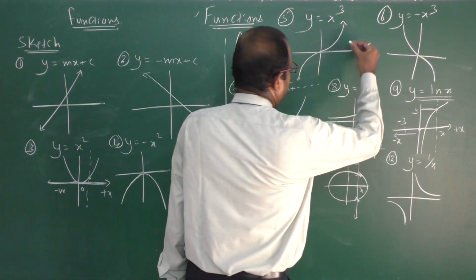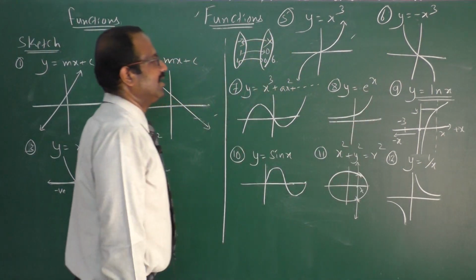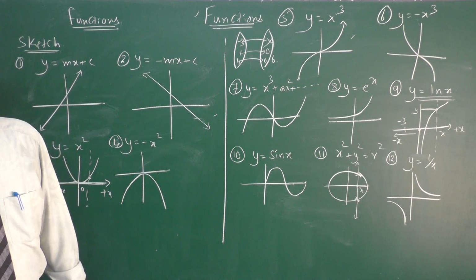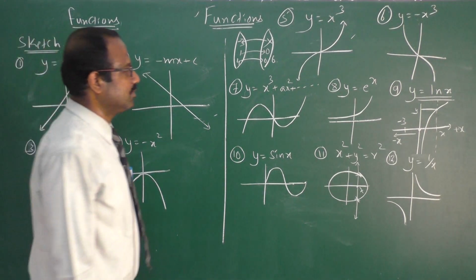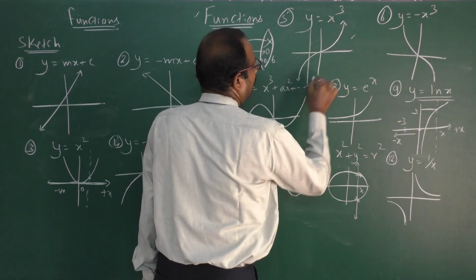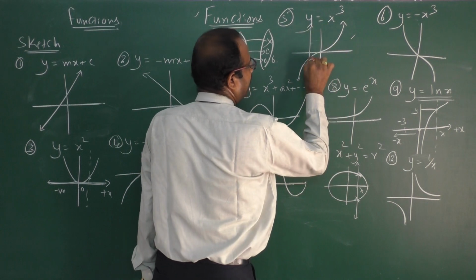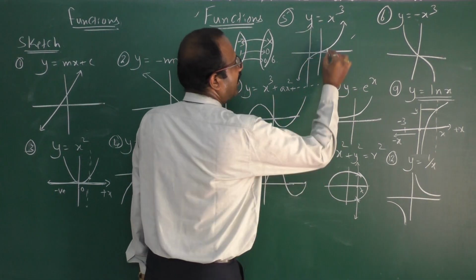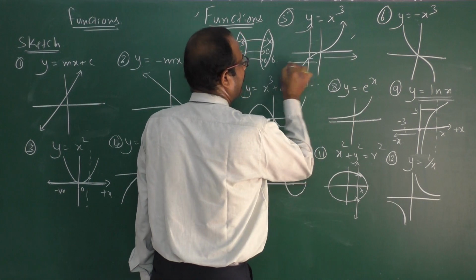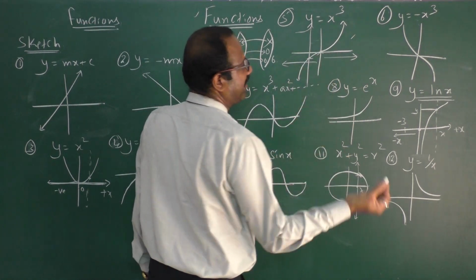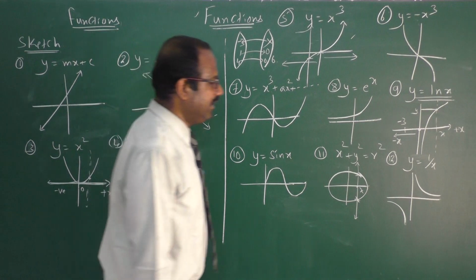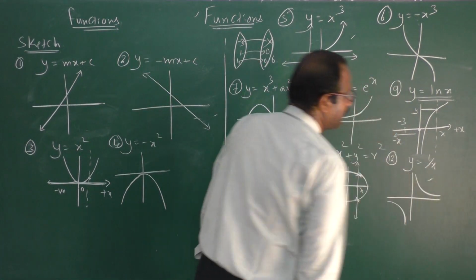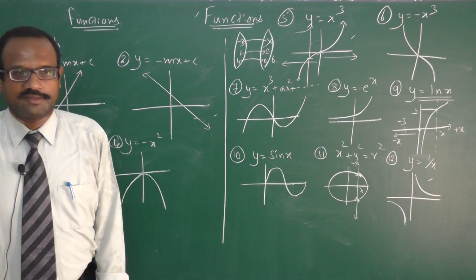Coming to this x cube, you just guess it. Is it a function? Then the answer is yes, because if I draw a perpendicular line, I see that it intersects at only one point and all the positive values are mapped, negative values are mapped, 0 is mapped, everything is mapped. Now is this a function? y is equal to 1 by x.